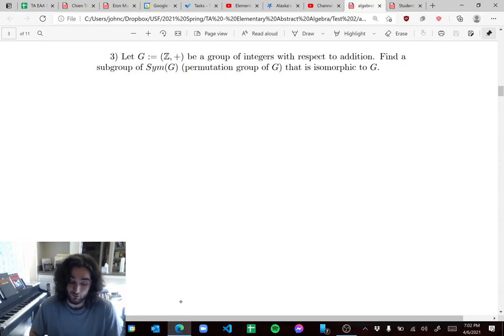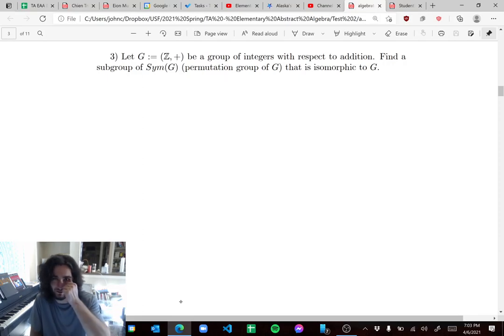Okay, so this is just like number 2. This is just like Cayley's theorem, which talks about how you can find a subgroup of the symmetric group, Sim G for any G, which is isomorphic to G. Well, all number 3 is asking is to do that specifically for Z. So really, number 3 is just an application of Cayley's theorem from number 2, where you're filling in a specific group Z. So you just got to talk about how that works and what that is.